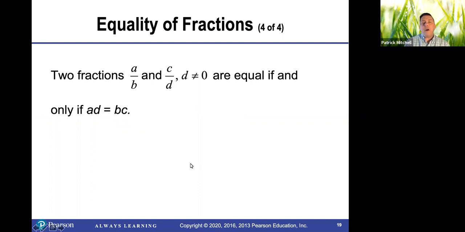All right, and then a fourth way is to use this theorem. Two fractions, a over b and c over d, are equal if and only if a times d is equal to b times c. So sometimes we call this cross multiplication. When you multiply these two together and then multiply the other two together, if those two products are equal, then that means the original fractions are equal. So that would also work in this example.